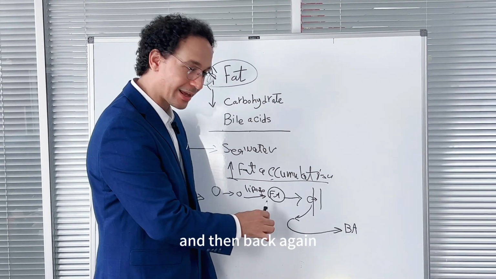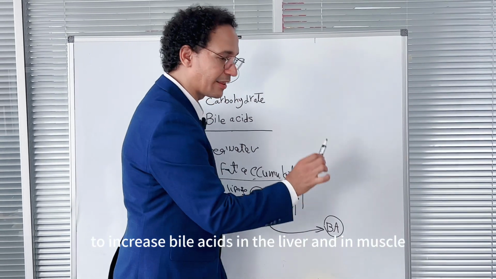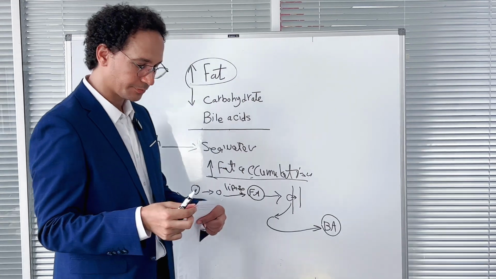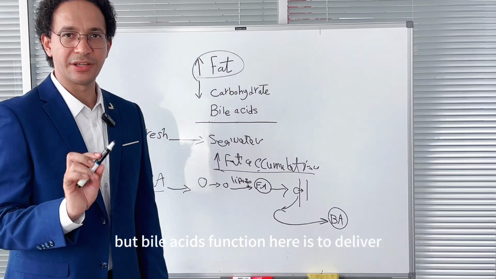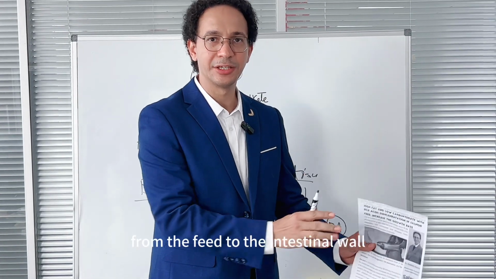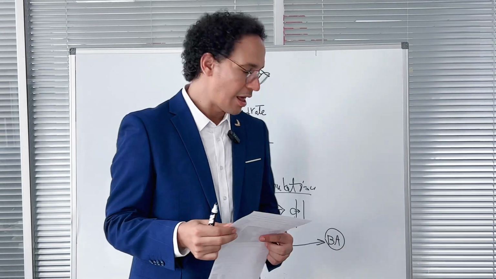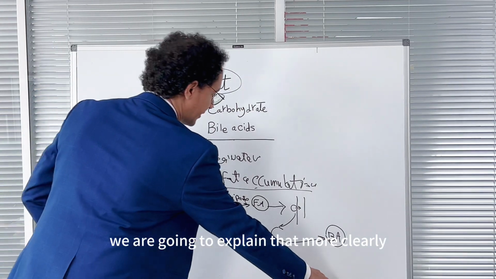And then it goes back again and gets into the body to increase the bile acid in the liver and in muscle to increase the fat oxidation. But the bile acid function here is to deliver the fatty acid from the feed to the intestinal wall and then increase the fatty acid oxidation. How the bile acid increases the fatty acid oxidation, we are going to explain more clearly.